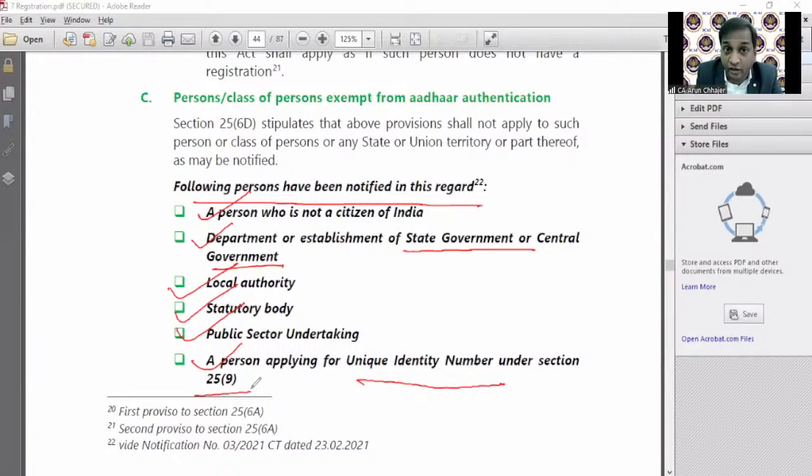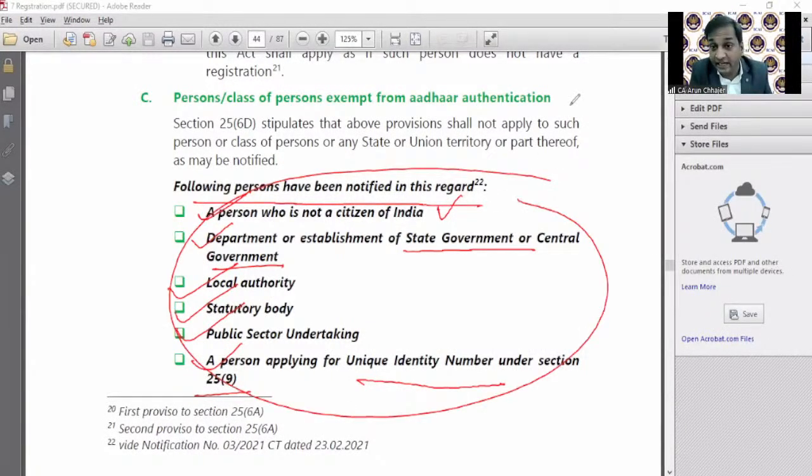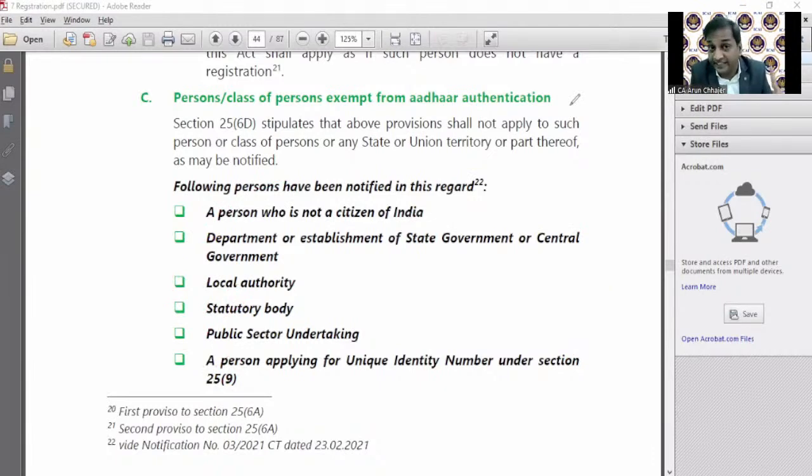These are not required. Which is the category that does need it? A person who is a citizen of India, because it is highlighted as newly added. You must remember this, as you may expect one theoretical question: a person who is a citizen of India, department or establishment of the state government, local authority, statutory authority, public sector undertaking, and UIN.